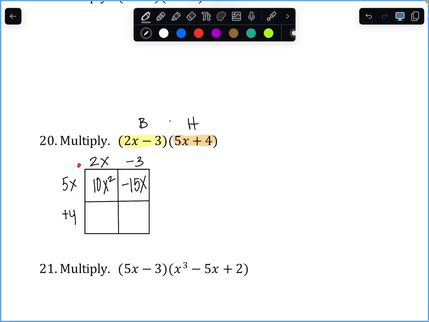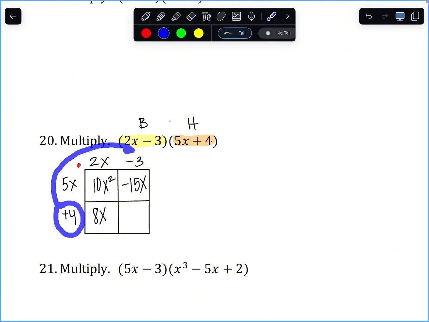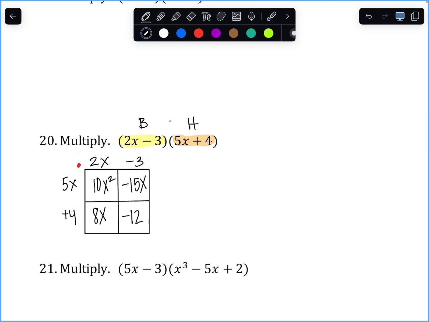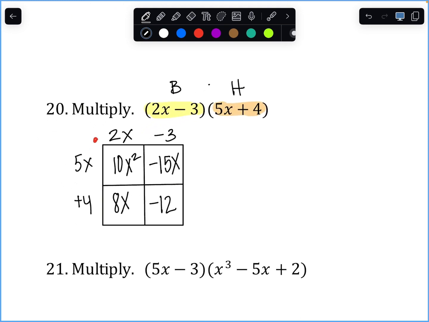Okay, so base times height here, and we also need to multiply our 4 times 2x, and that's equal to 8x in particular. And 4 times negative 3 is equal to negative 12. Okay, make sure you get those signs in there. The next thing I want you to do is highlight the like terms inside. So these are the like terms. You guys can see them.